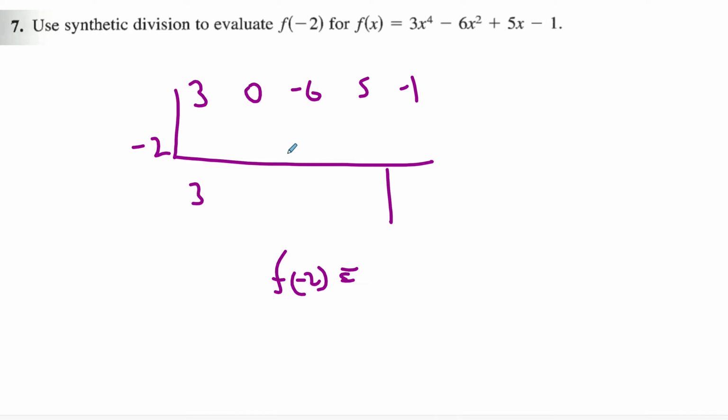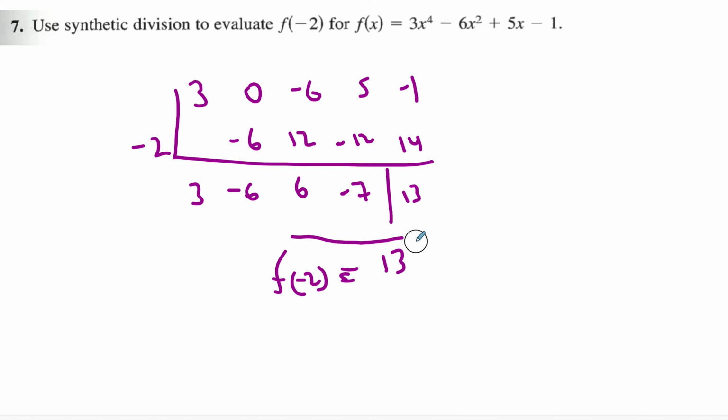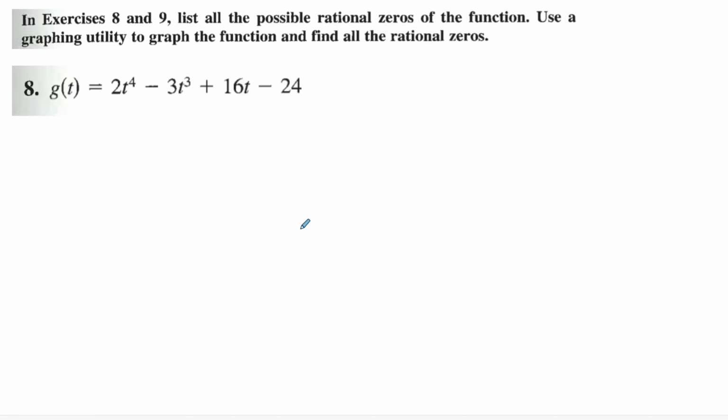So bring this down, multiply, add, multiply, add, multiply, add, multiply. So that works out to be 13. F of negative 2 is 13.